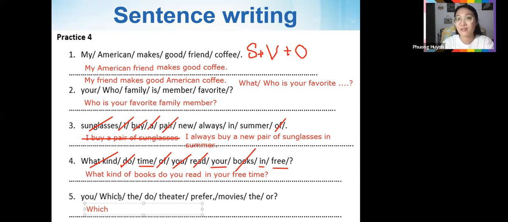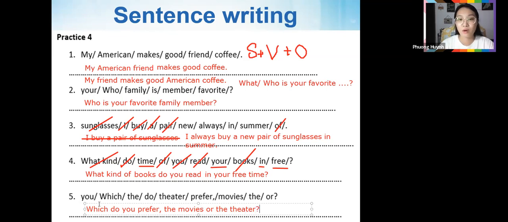Đầu tiên là mình sẽ nói which do you, which do you prefer. Từ để hỏi, trợ từ, chủ ngữ, là which do you prefer. Sau đó bạn cho hai lựa chọn vô thôi, A hoặc là B. Mình cho cái nào trước cũng được. Có theater, có movies với có chữ or. Vậy thì sẽ là which do you prefer? The movies, rạp chiếu phim, or the theater.